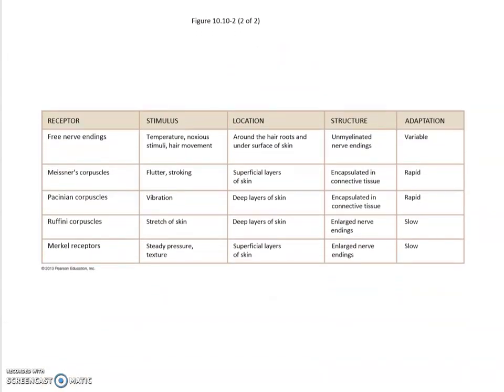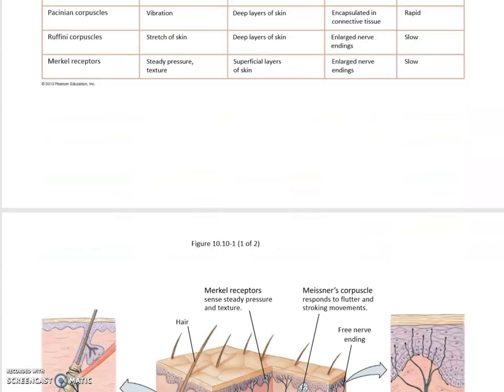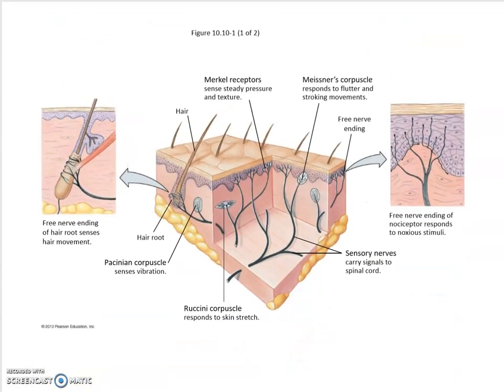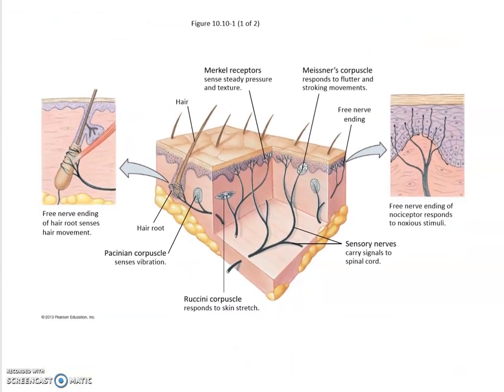So here, another figure, a table that summarizes the types of receptors, the stimulus that they process, the location, the structure, and the adaptation. You can read through that. Let's take a look at your skin real quick. You have various types of receptors in here. There are touch receptors, then there are pressure receptors, Meissner's corpuscles. Here will be a little pressure receptor.